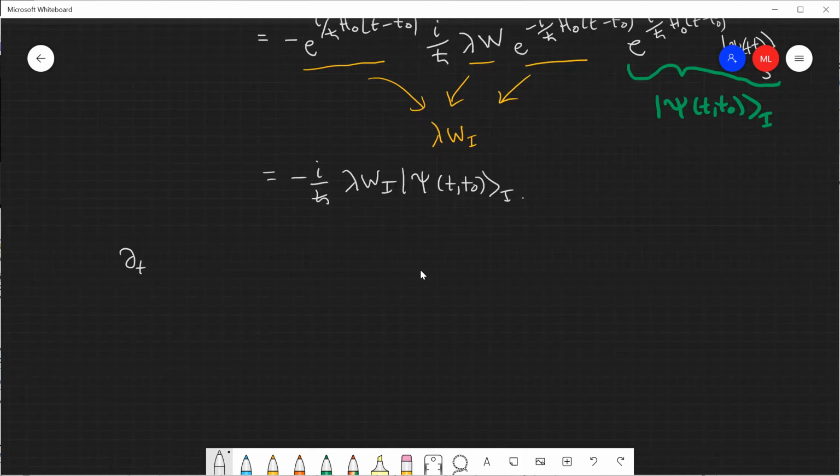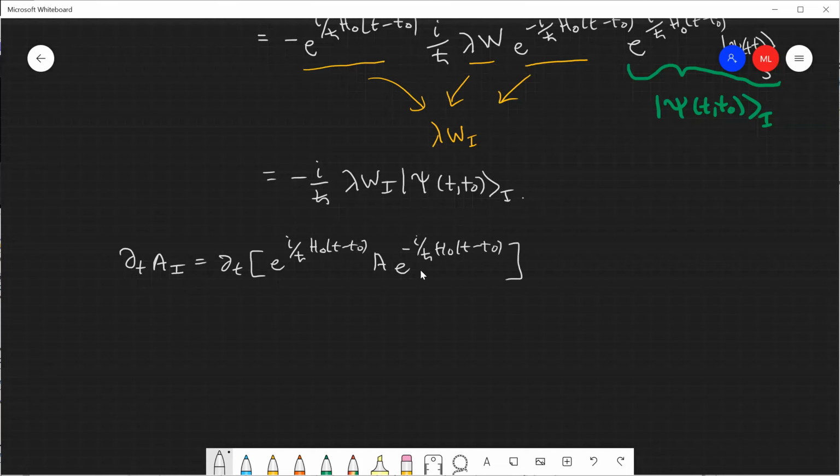You can calculate the time derivative of the interaction picture operator. And so you just use the definition. You sandwich it between the two different exponentials here. Take the time derivative. Of course, the time derivative hits the two exponentials. Here, it'll pull down a factor of i over h bar H naught.